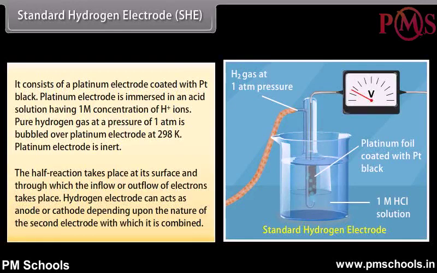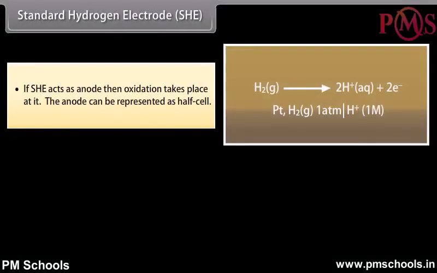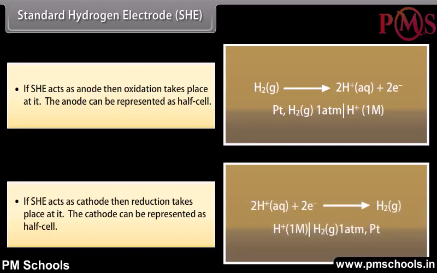electrons takes place. Hydrogen electrode can act as anode or cathode depending upon the nature of the second electrode with which it is combined. If SHE acts as anode, then oxidation takes place at it. The anode can be represented as a half cell. If SHE acts as cathode, then reduction takes place at it. The cathode can be represented as a half cell. The electrode potential of standard hydrogen electrode is taken as 0.